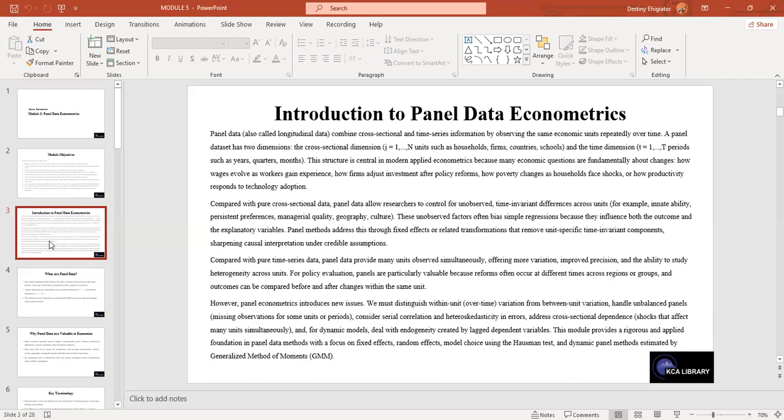This structure is central in modern applied econometrics because many economic questions are fundamentally about change: how wages evolve as workers gain experience, how firms adjust investment after policy reforms, how poverty changes as households face shocks, and how productivity responds to technology adoption.